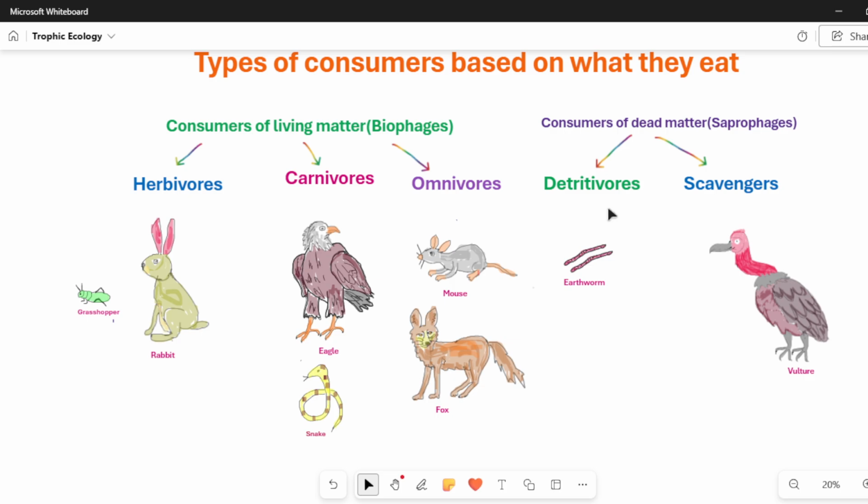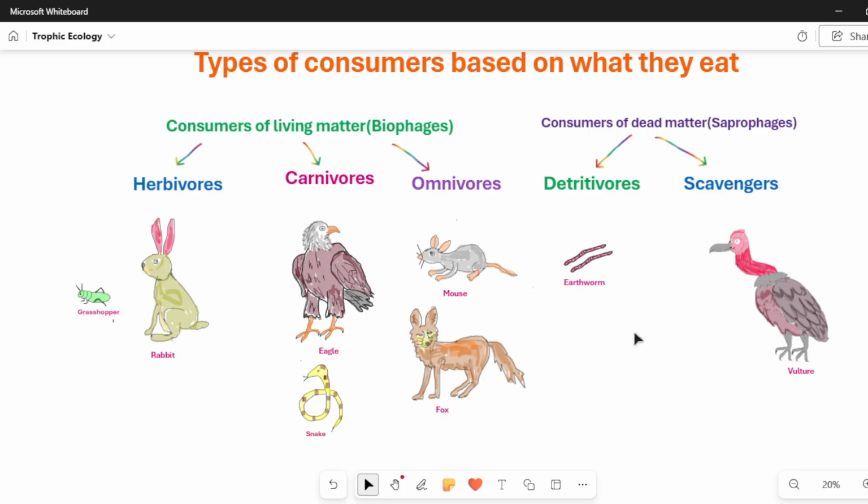Next is detritivores. An example is the earthworm, which eats all the dead organic matter present in the soil. It eats that dead matter, all the smaller chunks, and digests it. So detritivores also have a mouth and digestive system. That's why they are also consumers. All these consumers have a digestive system and eat with the mouth. That's why they are all called consumers.